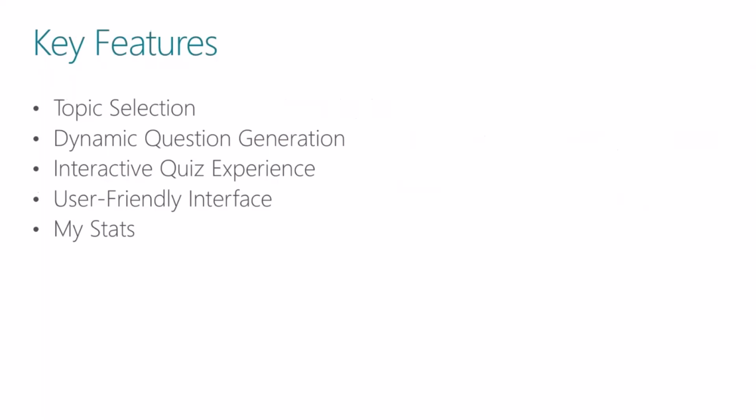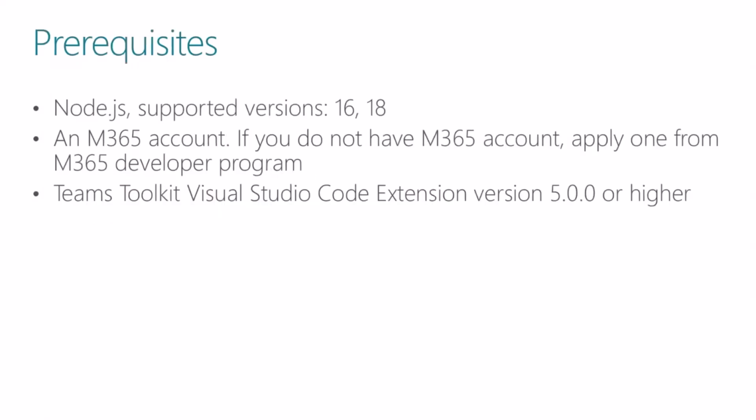So what are the prerequisites to get this bot working? At least you will need Node.js, and the supported versions here are 16 and 18. You also need a Microsoft 365 account. If you do not have one, you can apply for one from the Microsoft 365 Developer Program. And lastly, you will need the Teams Toolkit Visual Studio Code extension with version 5.0.0 or higher. So let's see next how it works.